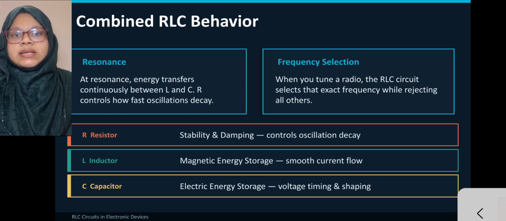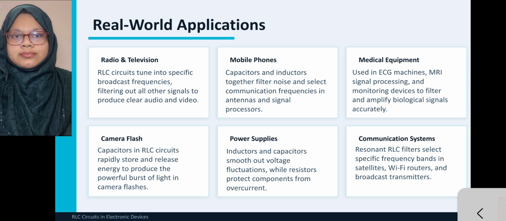This resonance property is extremely useful. It allows circuits to select specific frequencies, which is why RLC circuits are used in radios, televisions, and communication systems. For example, when we tune a radio to a station, the RLC circuit inside selects that exact frequency while ignoring others. In medical devices, RLC circuits help filter signals for accurate readings.